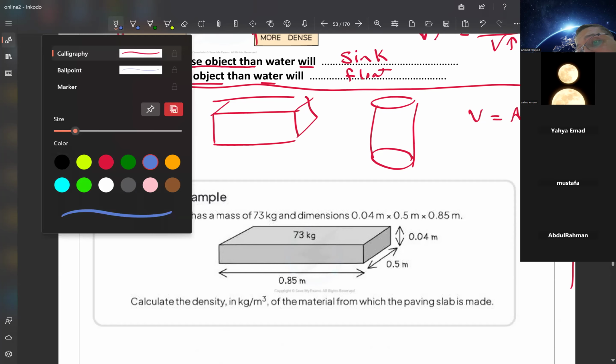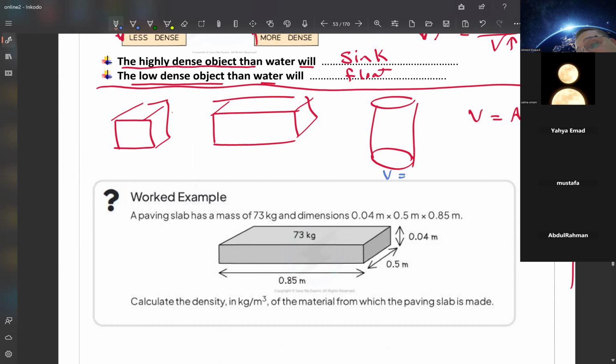Yes, Yahya. You do the height times by pi r squared. So now the volume of cylinder is pi r squared, because the area is a circle, multiplied by height. This is the volume of the cylinder.